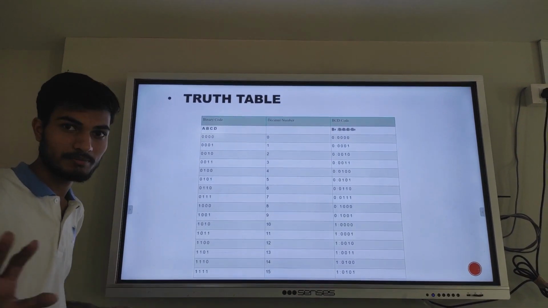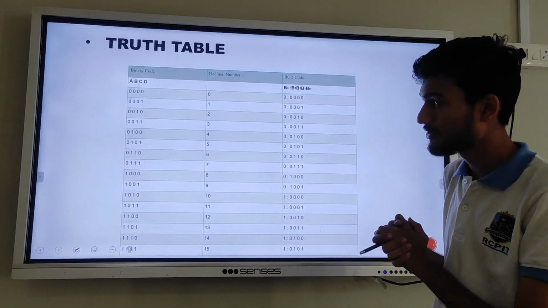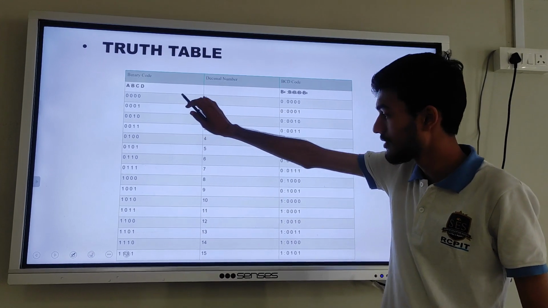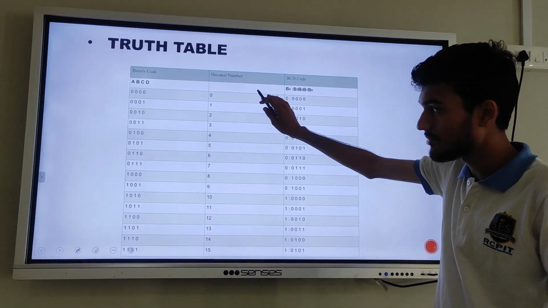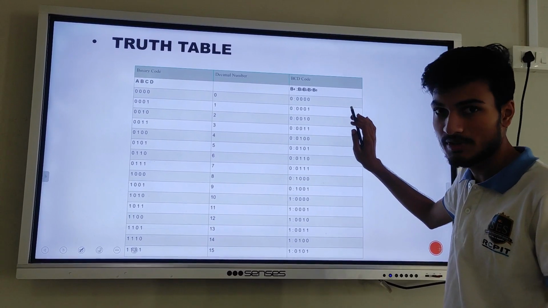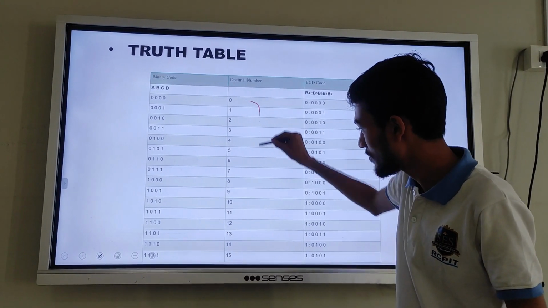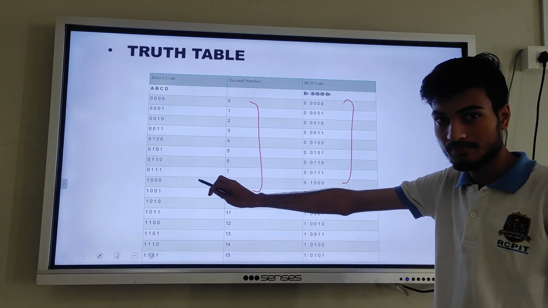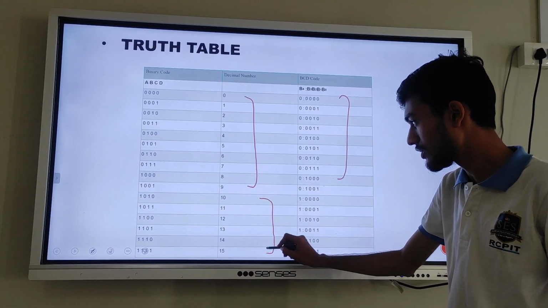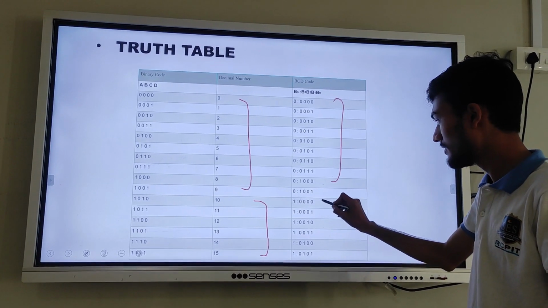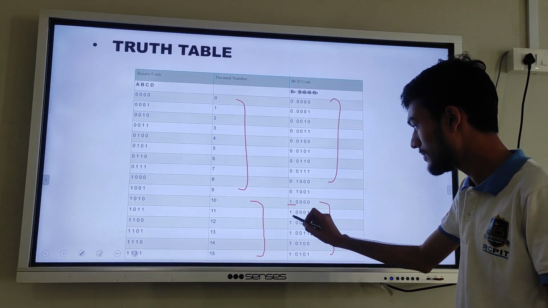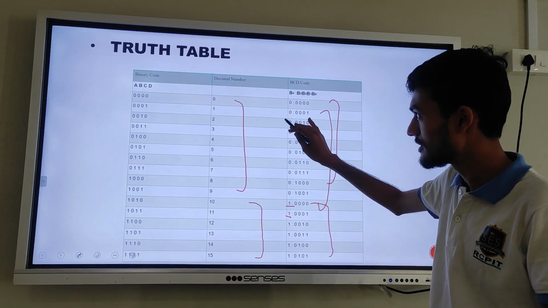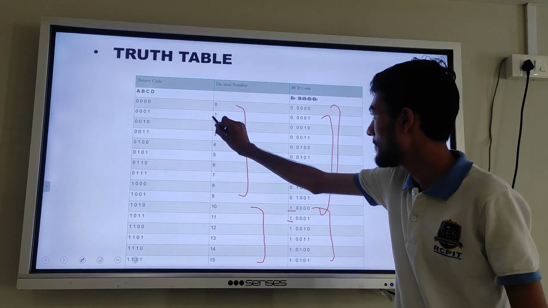This is our truth table. Now we are going to see its truth table. This column represents the binary code, this column represents the decimal number, and this column represents the BCD code. For 0 to 9, the BCD code is similar to its binary code, and when we move on to 2-digit numbers, it is totally changed. Only one bit is changed, and the remaining are similar to the digits above.